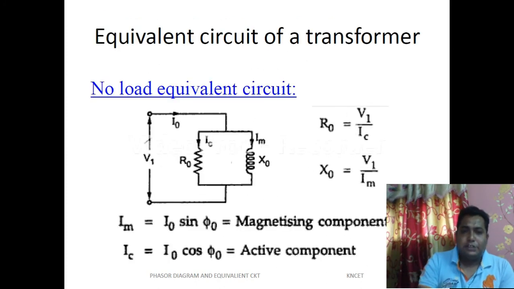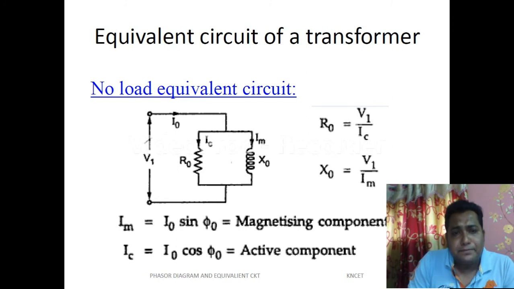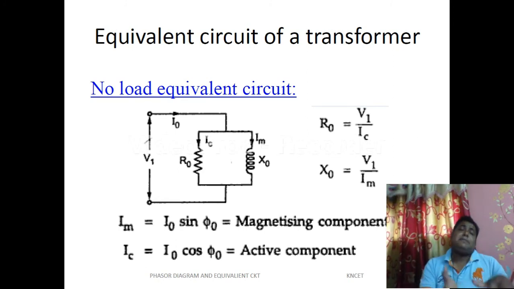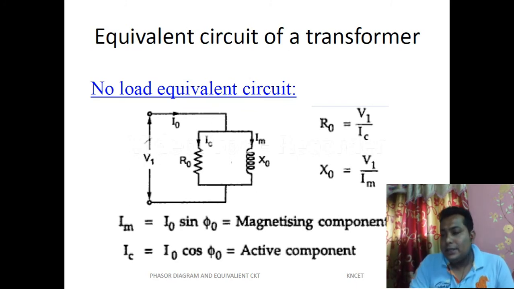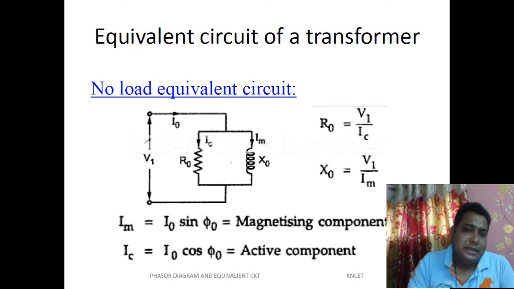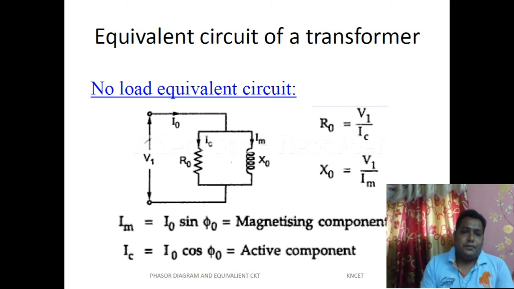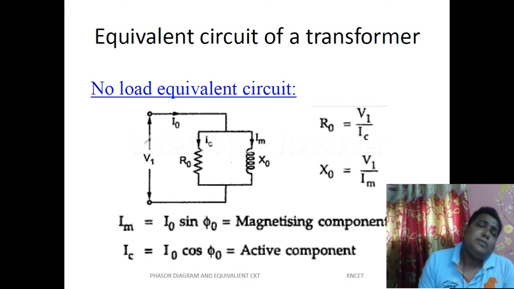Now coming to the next part. Okay, this is the equivalent circuit of a transformer. This is the primary side where no load is connected. This is known as the no load component. From the beginning I am telling you one thing, that there is a supply voltage given to the primary side. Due to that a current is flowing, that is I naught, and that I naught current is utilized for two purposes.